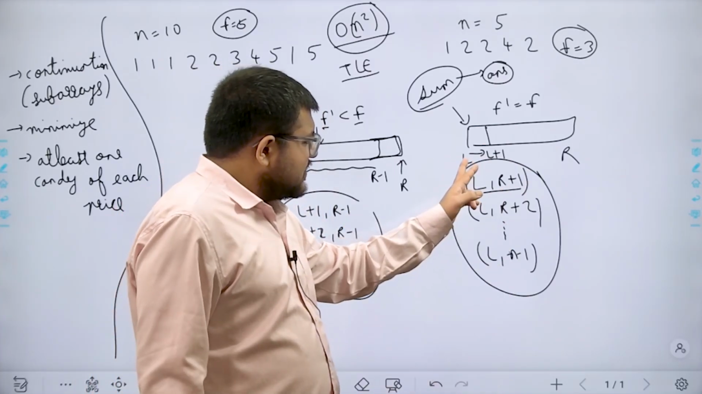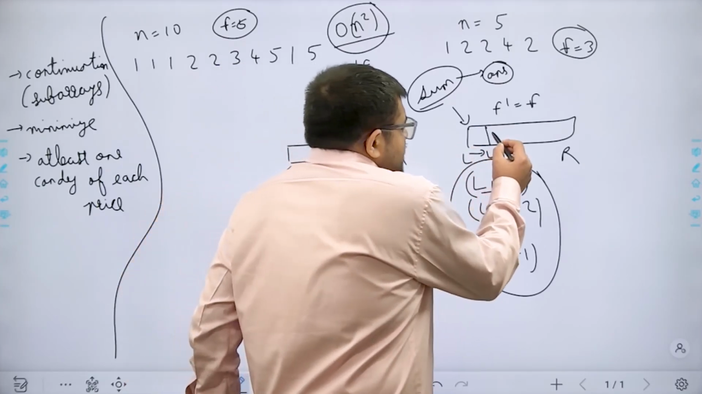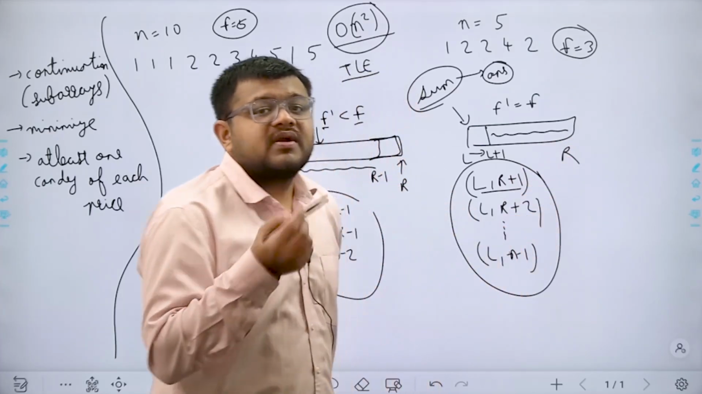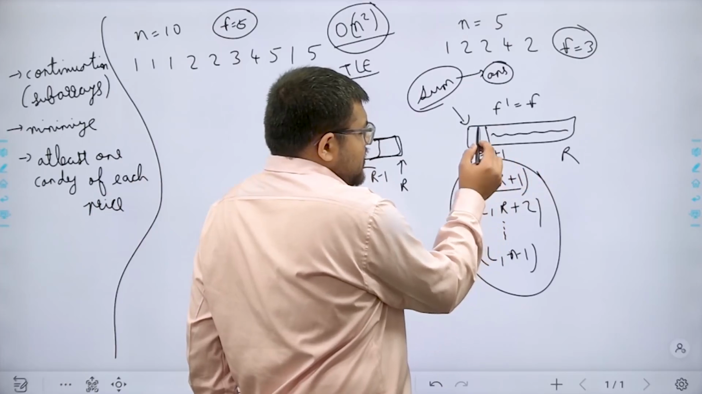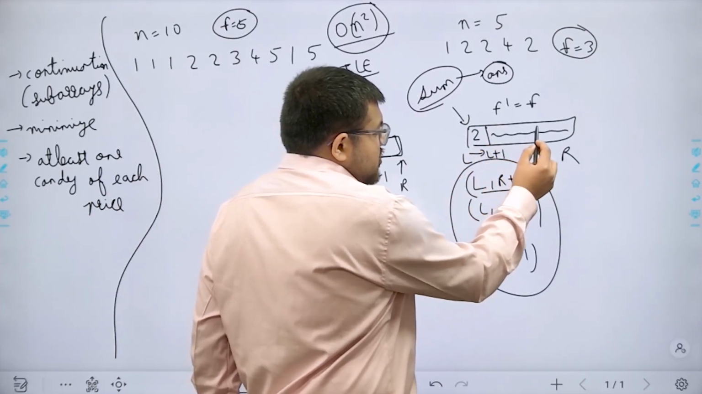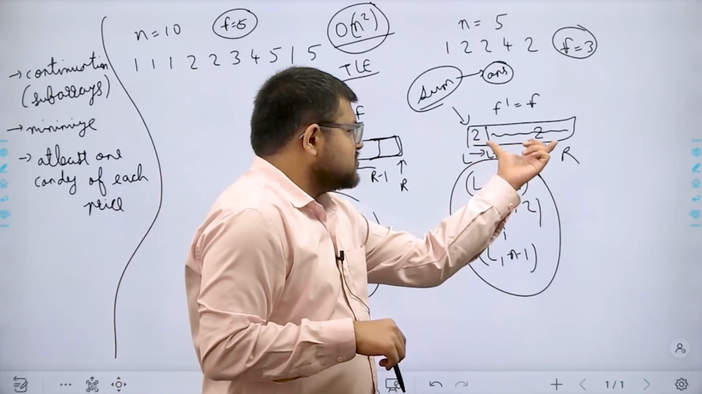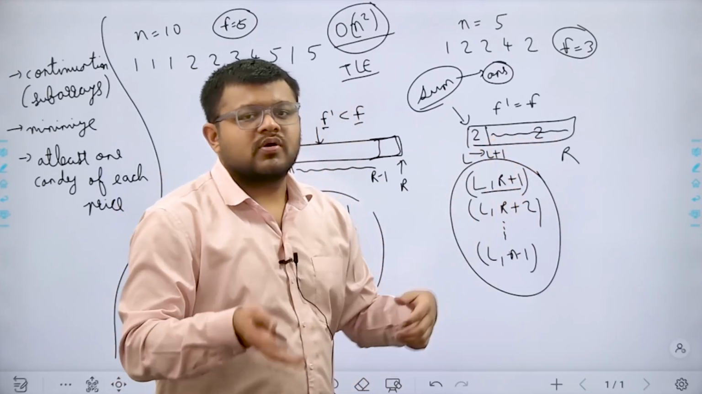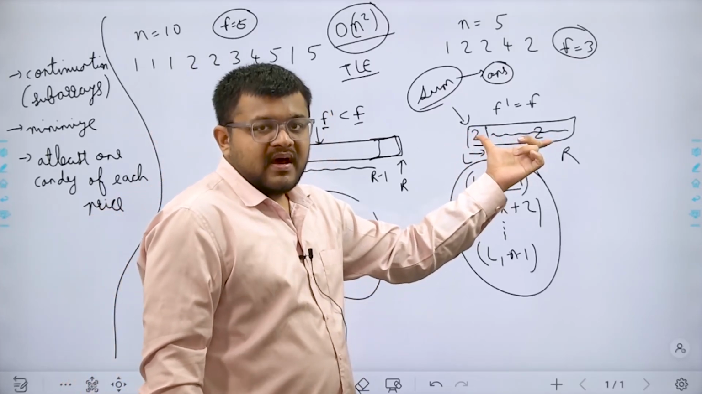Now when I am taking L to L plus 1, it might be possible that L plus 1 to R also contains all unique candies, because the element which was coming here might be repeated. For example, here the cost was 2 and the 2 cost candy is repeating here. Are you getting my point? So it might be possible that L plus 1 to R also contains all unique candies, and its cost will be less than L to R. Are you getting my point?